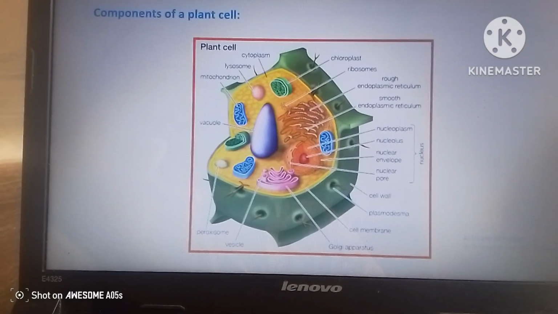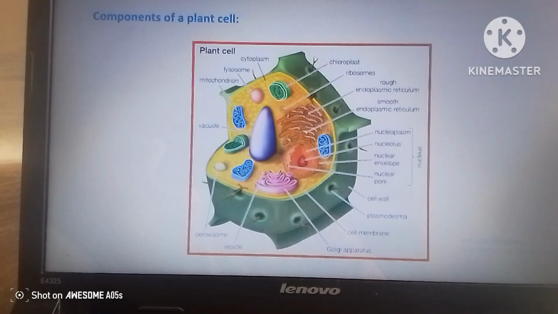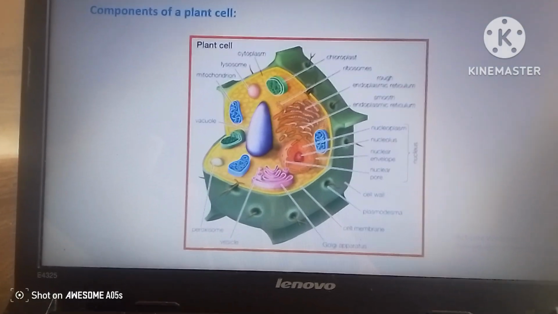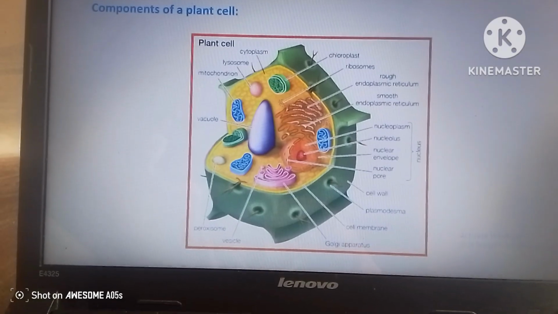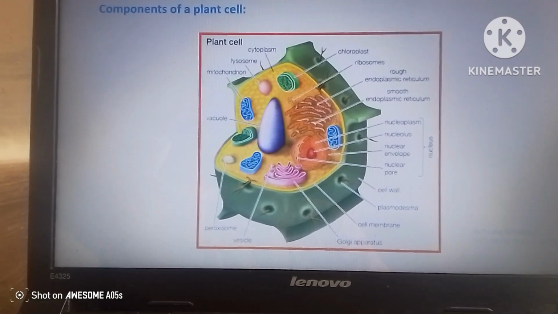And the other important component of the plant cell is the nucleus. The nucleus is surrounded by a double layer membrane called the nuclear envelope, in which nuclear pores are present. Inside the nucleus, nucleoplasm and nucleolus are present.